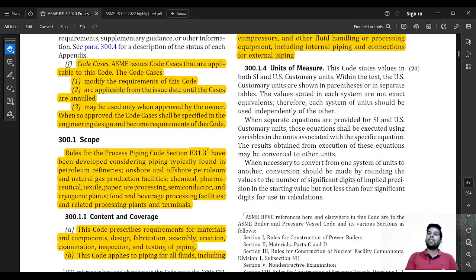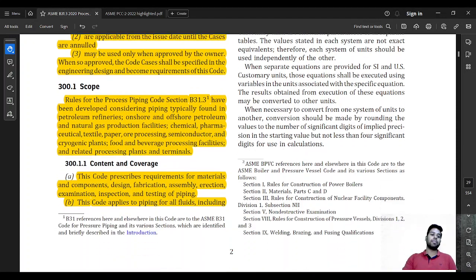Okay, so whenever code cases have been published, they are considered to be the requirements of this code, but they have to be approved by the owner, because the owner is at the end of the day responsible.